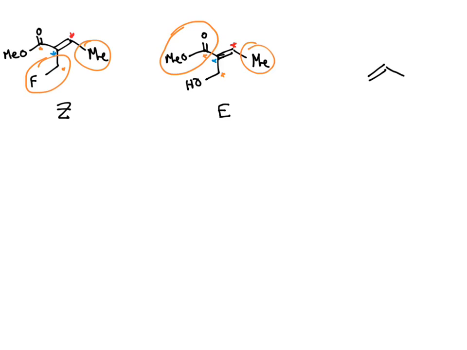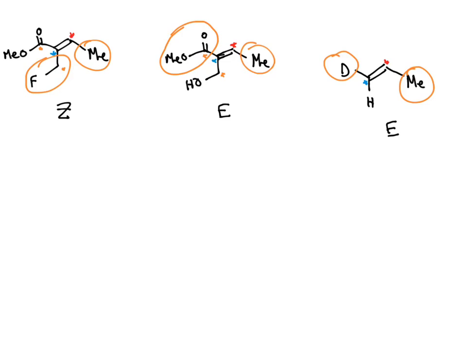Another example would be this one. And so we have the red carbon again. Red carbon still has a methyl and a hydrogen, so the methyl is going to be higher priority. And now we have a hydrogen and a deuterium on the blue carbon. And this is a case where there's a difference in atomic mass. Both hydrogen and deuterium have the same atomic number, but deuterium has an extra neutron, and so it's going to be higher priority because the atomic mass is 2 instead of 1, and so this is going to be an E alkene.